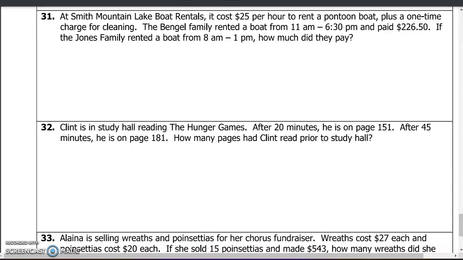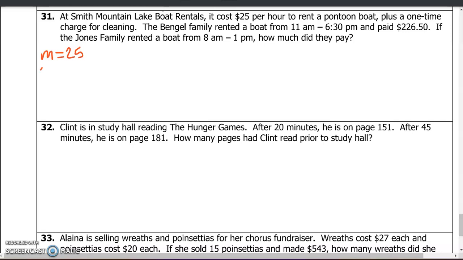Alright, so we already read this one before on the last video. It tells us it's $25 per hour to rent, and then it gives us the sample point for 11 a.m. to 6:30 p.m. It was 226.50, which means we're going to use point slope formula because they give us a rate of change of 25 and a sample point. So I'm going to write down our slope, which is m equals 25 because it was $25 per hour.